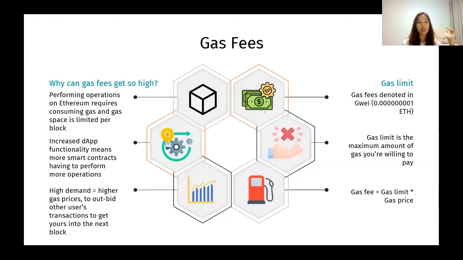So for example, okay, let's say Gary has to pay me 1 Ether. So in a transaction, the gas limit is 21,000 units, and then the gas price is 200 Gwei. So the total fee will be 21,000 times 200, which is 4.2 million Gwei, which is also equivalent to 0.0042 Ether. So now when Gary sends the money, 1.0042 Ether will be deducted from his account, and then I'll get the 1 Ether, and then the miner will get 0.0042 Ether.